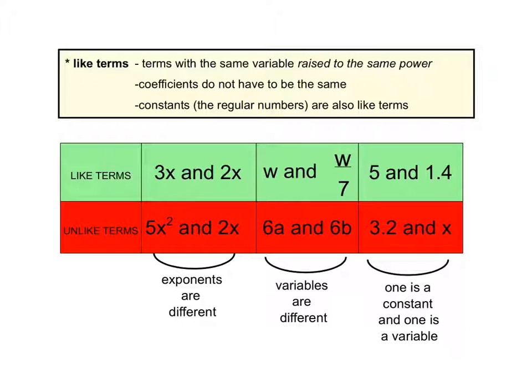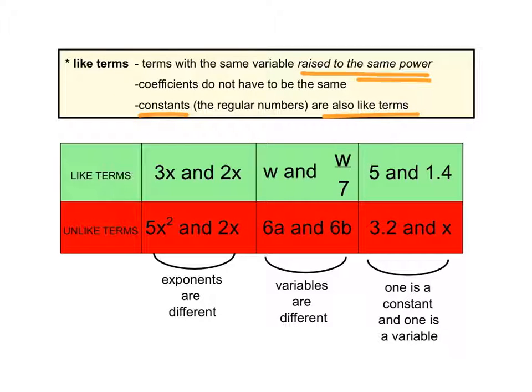And again, this page just has some reminders. Remember, like terms are terms that have the same variable, and they also have to be raised to the same power. So x and x squared are not like terms because they have different powers. The coefficients do not have to be the same.